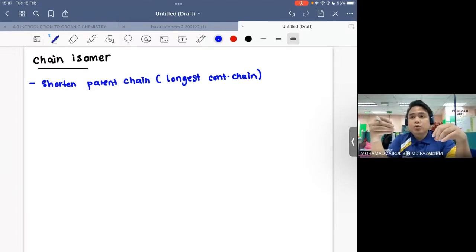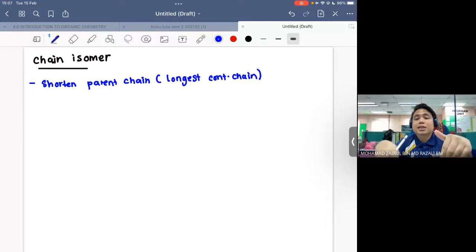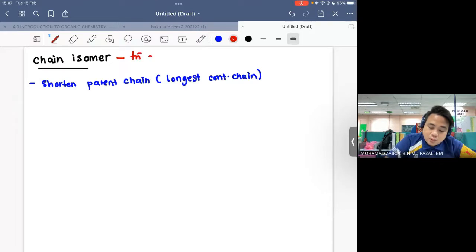So in order to draw the chain isomer, from the 5 carbon we shorten it to 4. From 4 we shorten it to 3 and so on. One of the properties of the chain isomer is that the functional group remains the same. So in chain isomer, we will not change the functional group. Functional group remains the same.